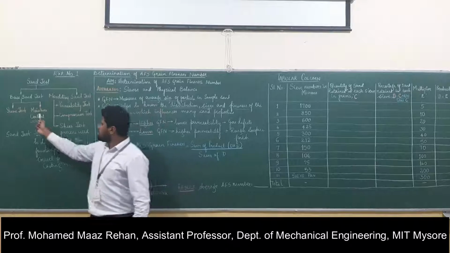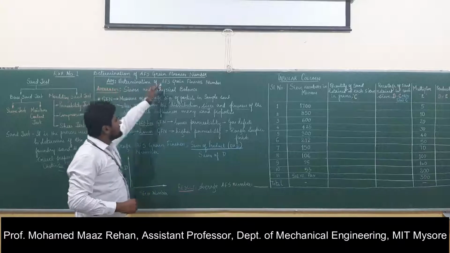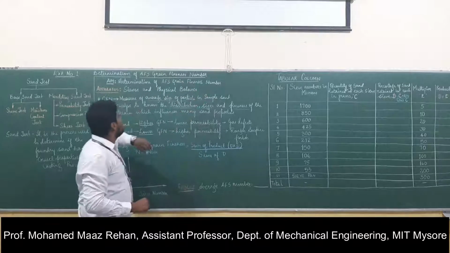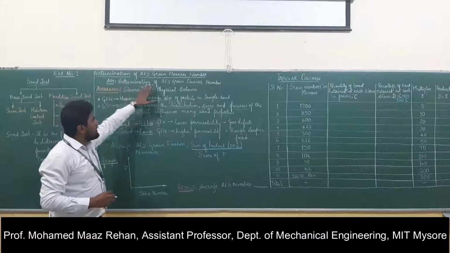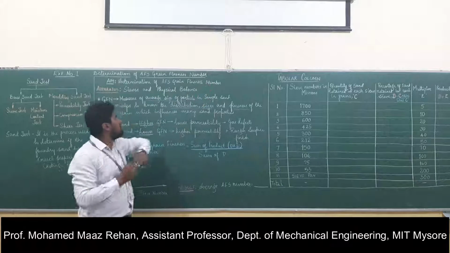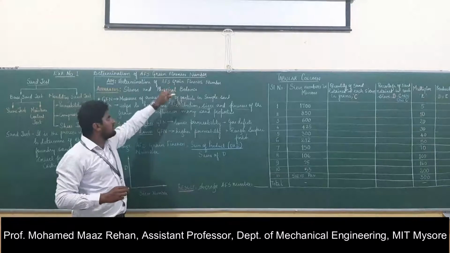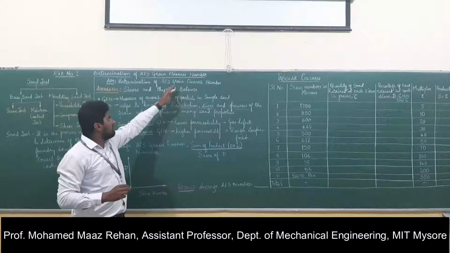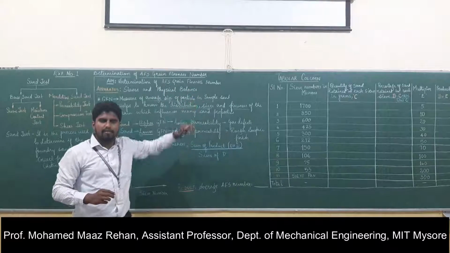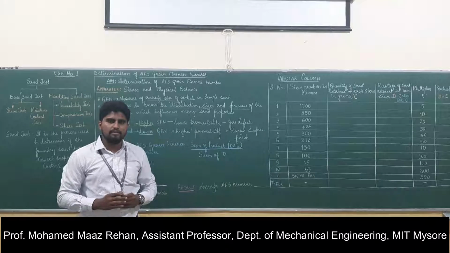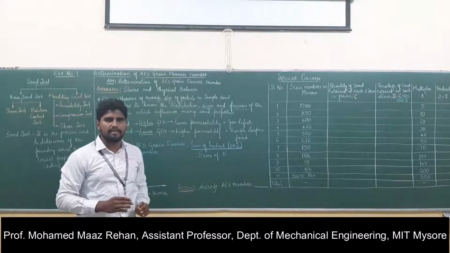So we shall focus on the sieve test, that is the AFS grain fineness number. Moving on to the experiment part, our main aim is to determine the AFS grain fineness number. Here AFS stands for American Foundry Society, so that is the standard. If the AFS grain fineness number lies within the acceptable range, it is accepted. If not, we are going to reject that particular sand.